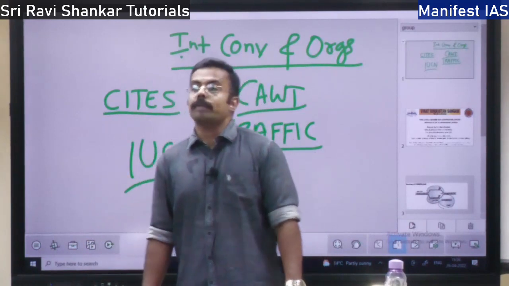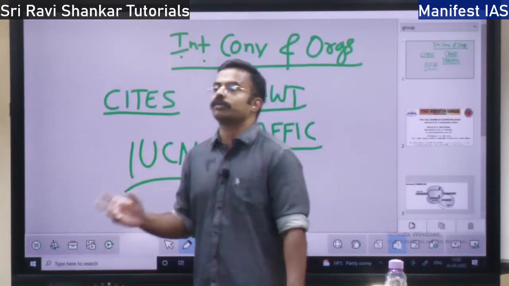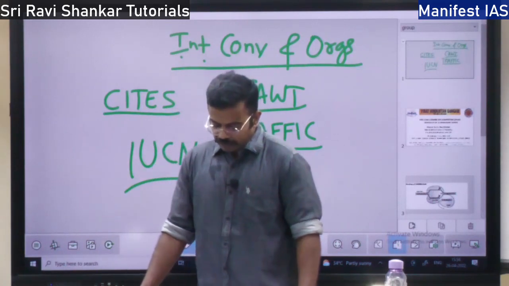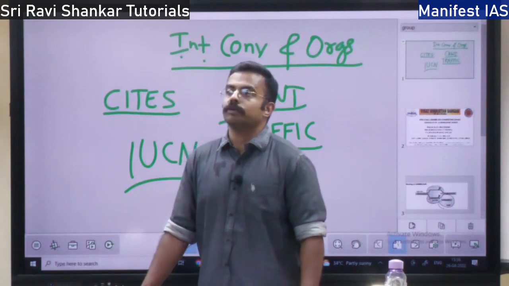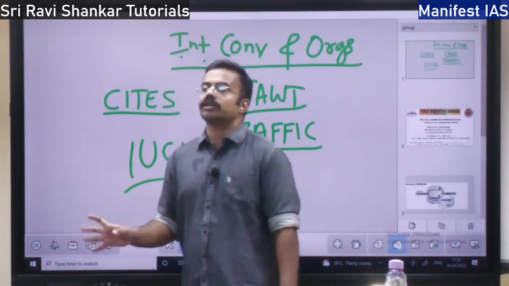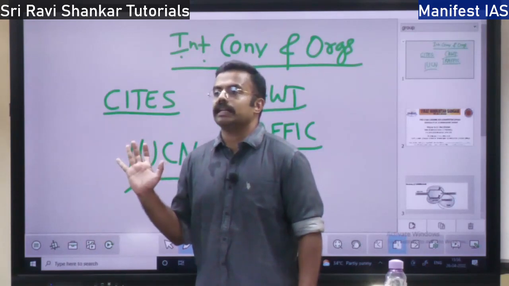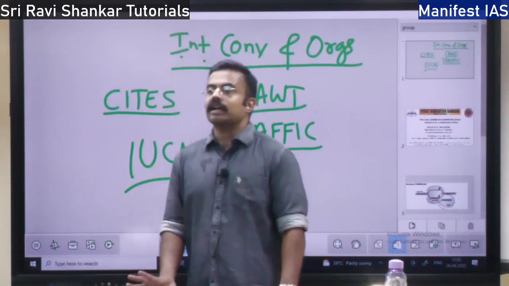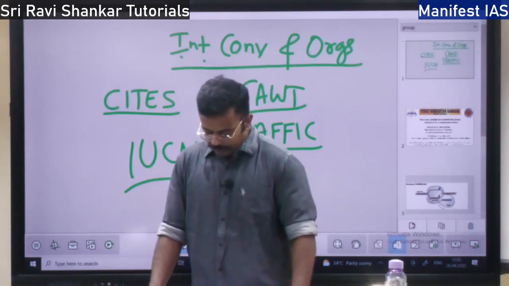Then sound management. Whatever is generated, that has to be managed properly. Sound management is the second thing. Then restricting transboundary movement. You generate the waste, you recycle it. Don't send it to some other country. That is restricting of transboundary movement. So all these are the objectives, right?